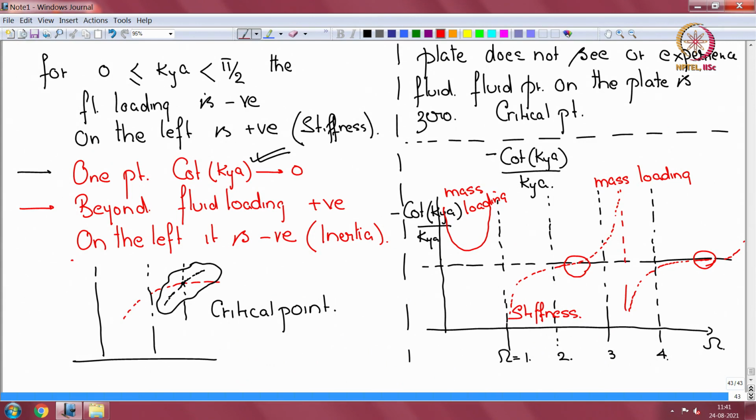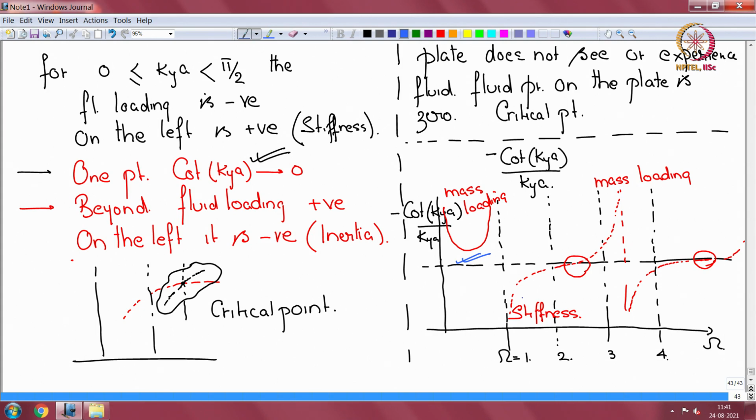Hello and welcome to this next lecture on sound and structural vibration. This is where we stopped last time. We were looking at the correction term and it has this behavior. Below coincidence, it has a purely inertial loading on the structure, and beyond coincidence it has an oscillatory behavior.